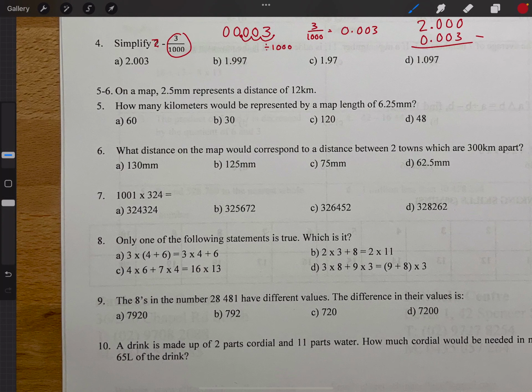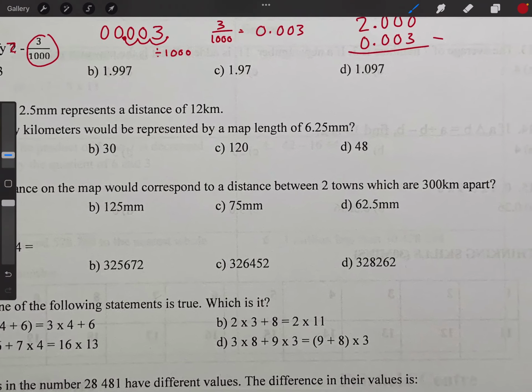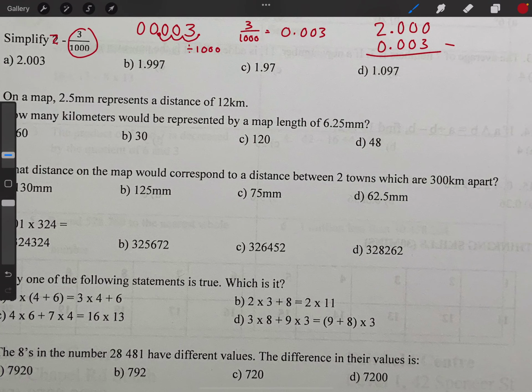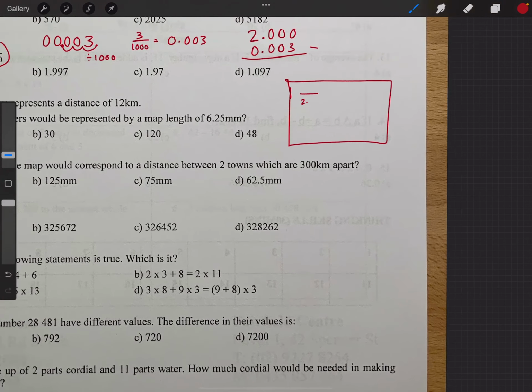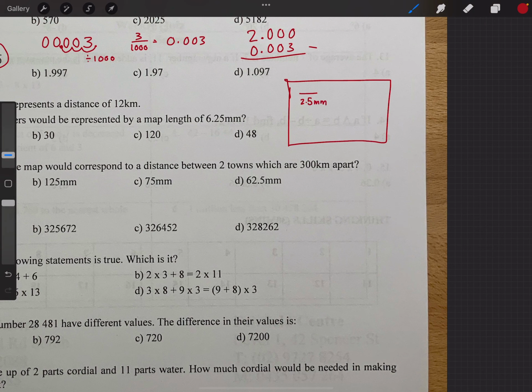Question 5 and 6. On a map, 2.5 millimeters represents a distance of 12 kilometers. Okay. How many kilometers will be represented by a map length of 6.25? Okay. So what that means is that you have on a map, 2.5 millimeters, but in real life that's 12 kilometers. Okay, so let me just draw that again in a table format.